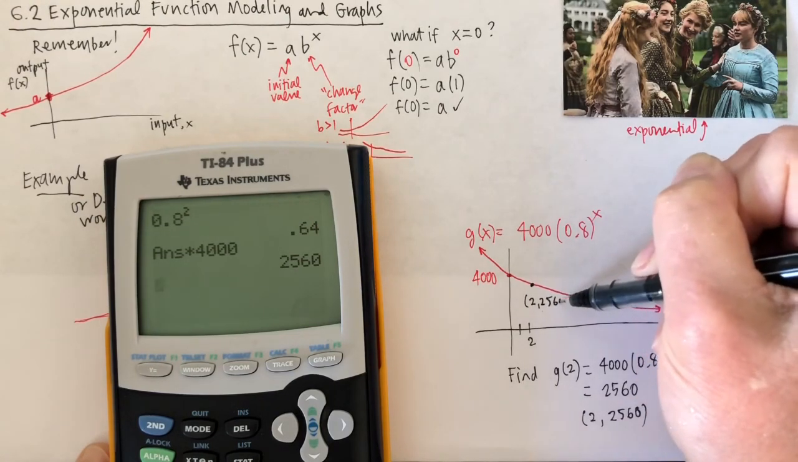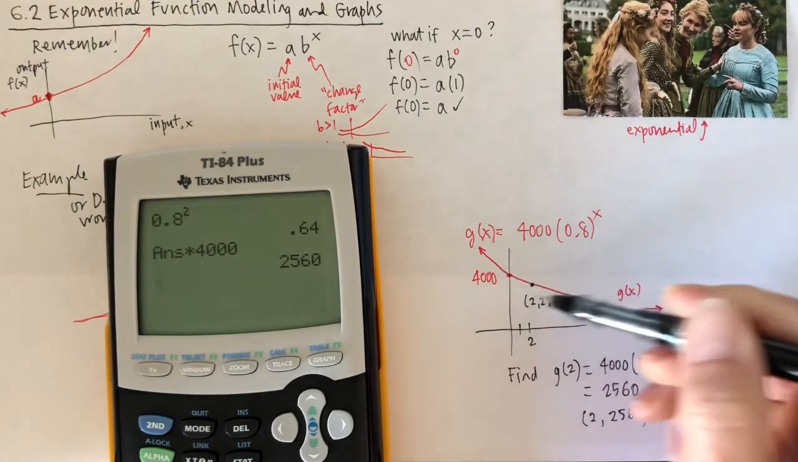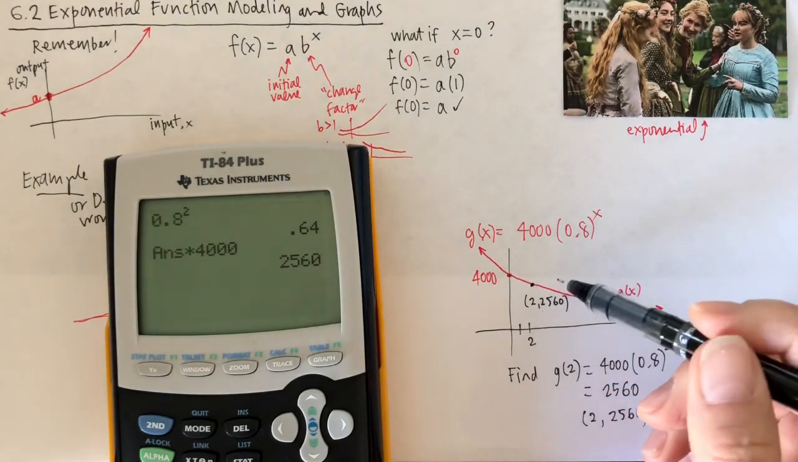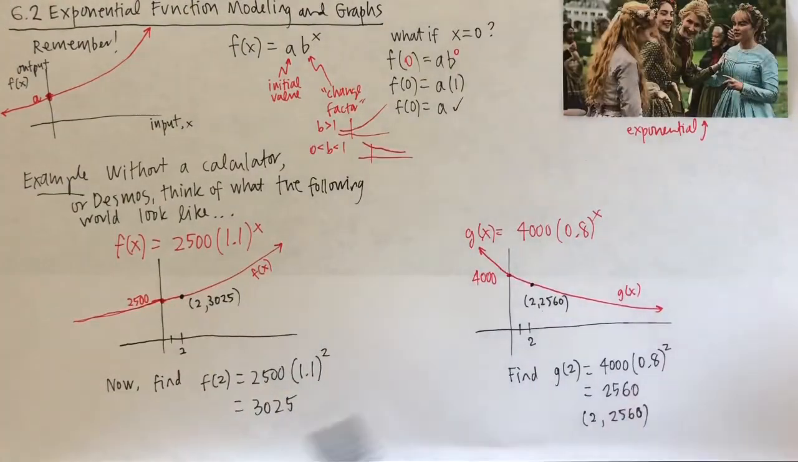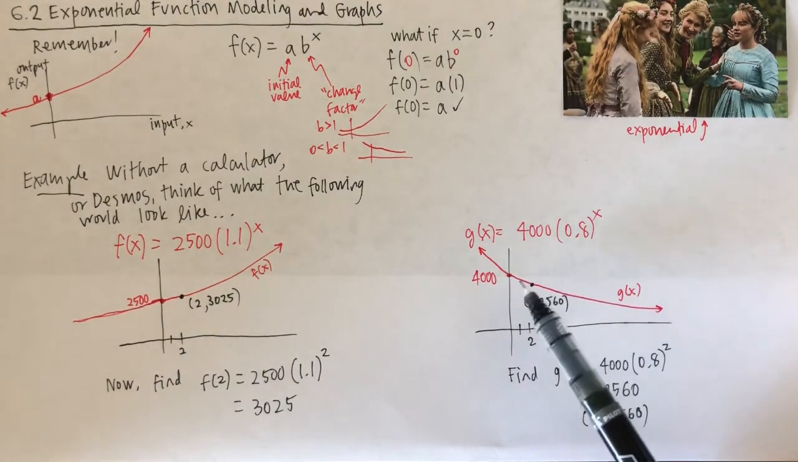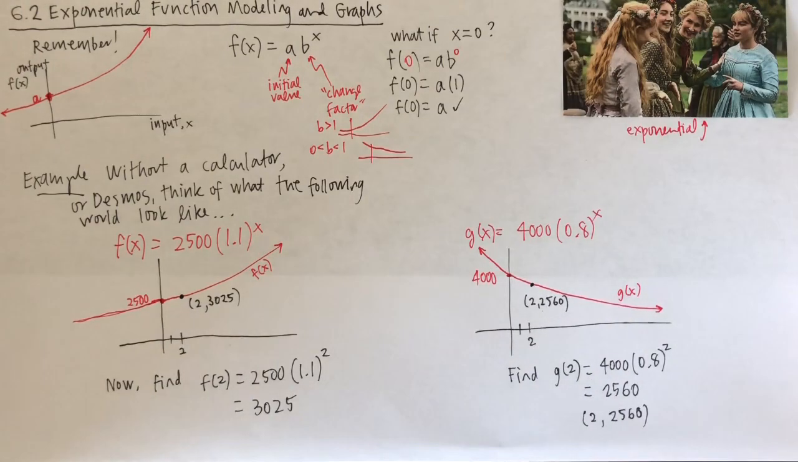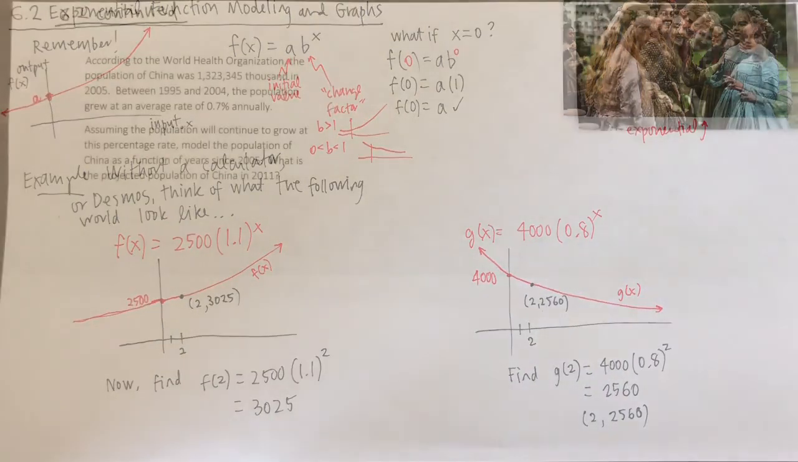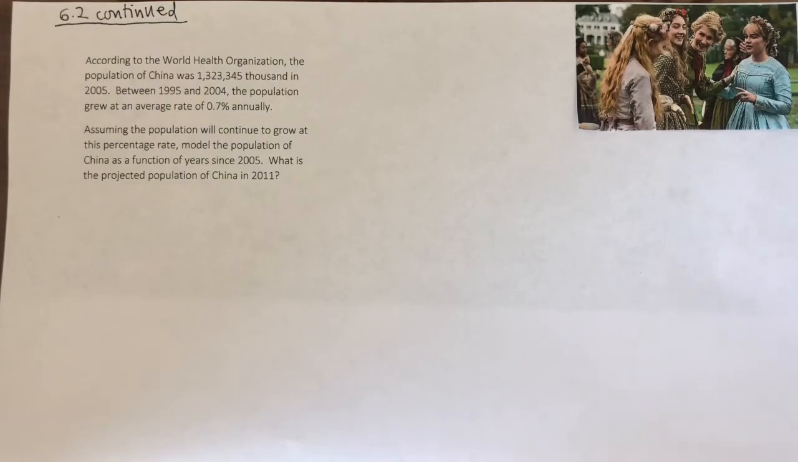And it has gone down probably a little more dramatically than what I've drawn here. But so graphically, everything looks like what we think it should look like. This one is growing, this one is shrinking, it's hitting at the right initial value.